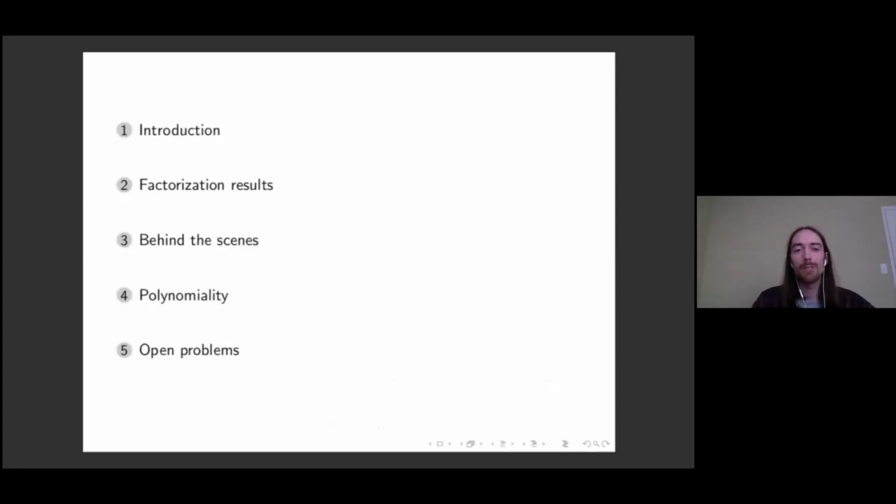So I'll introduce some concepts and then tell you about the factorization results that I found, and then take you behind the scenes a bit and tell you how they work. And then we'll talk about some polynomiality results, kind of branching off of the enumerative factorization results, and then look at some open problems, and that'll be the talk.